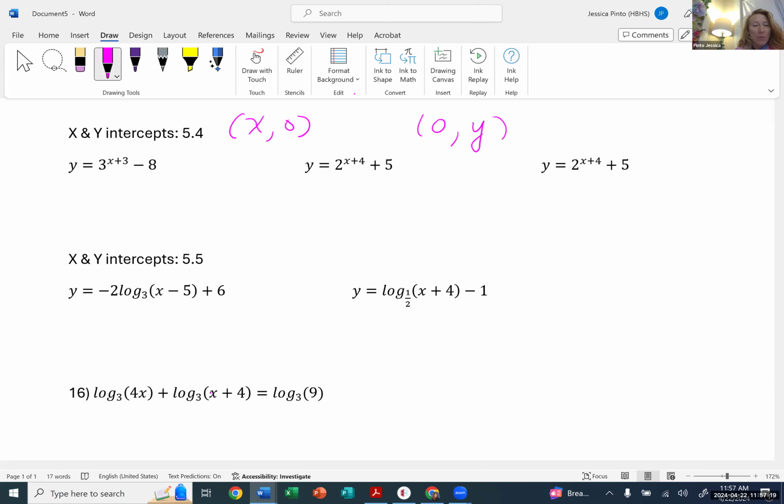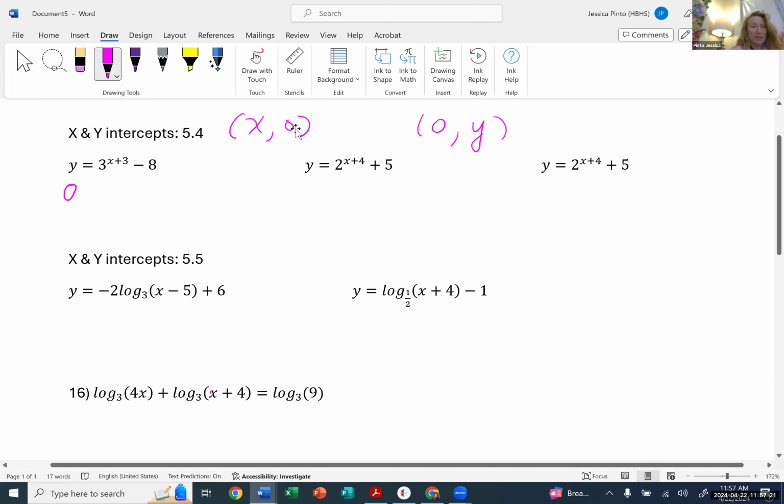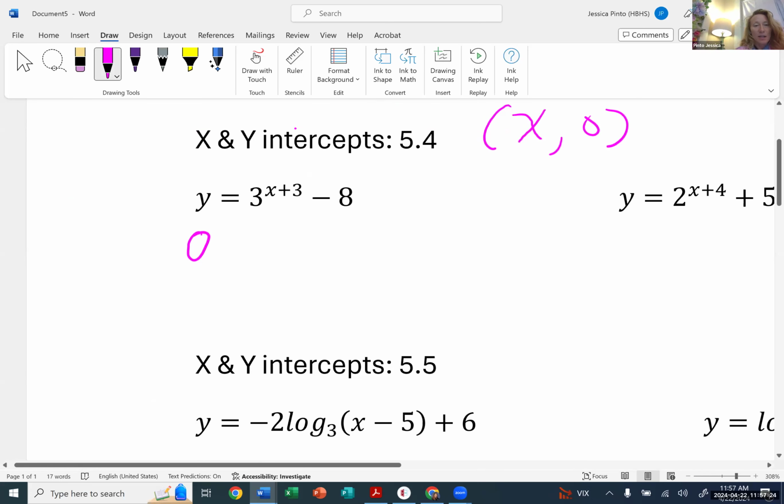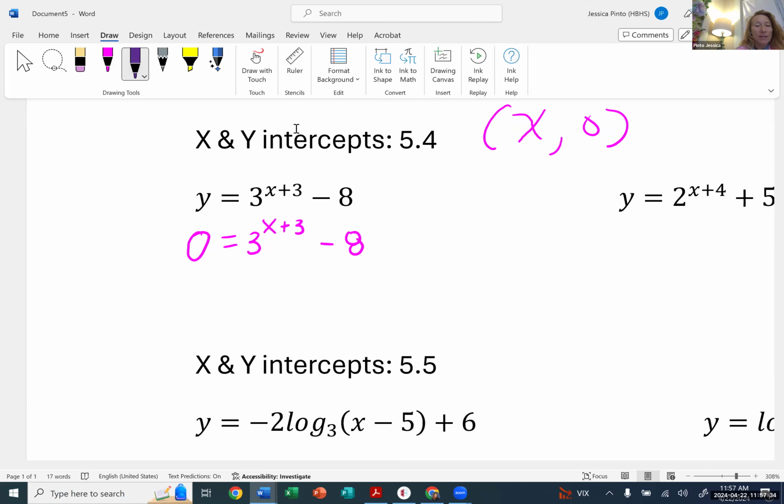So if I'm replacing the y with 0 for this one, I can zoom into this problem here. That's going to give me 0 equals 3 to the x plus 3 minus 8. We isolate the base, so we're going to add the 8 to both sides, giving us 8 is equal to 3 to the x plus 3 power. Now we need to BAP it. I'm saying BAP. I know it's base power equals answer, and now we need to put it into log form. Log base answer equals power.